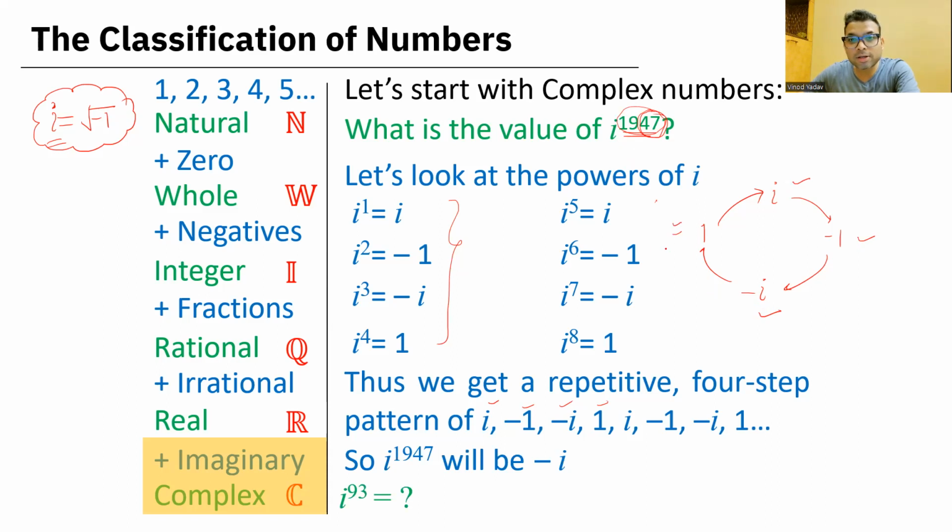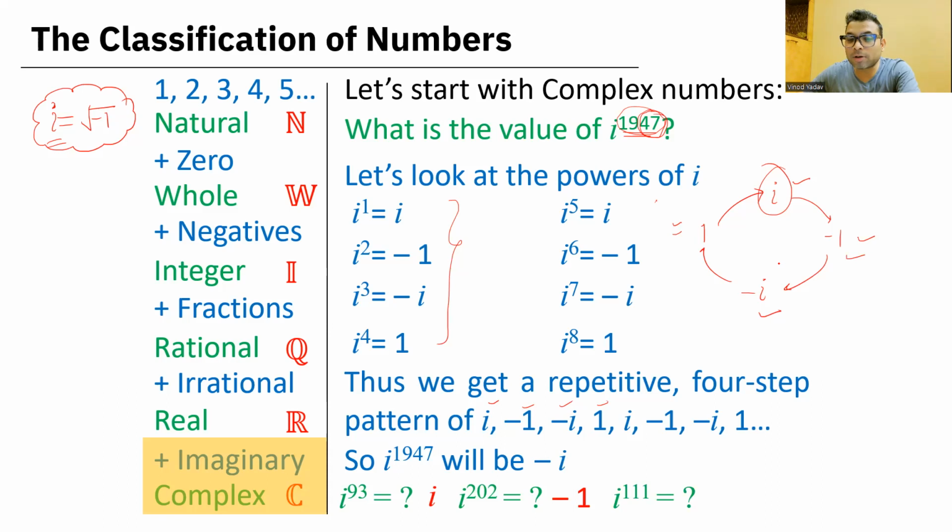Okay, so similarly, come on, i to the power 93. Yes, divide by 4. The remainder is 1. Remainder 1 means the first value. Come on, 202. Yes, the remainder is 2. So -1.